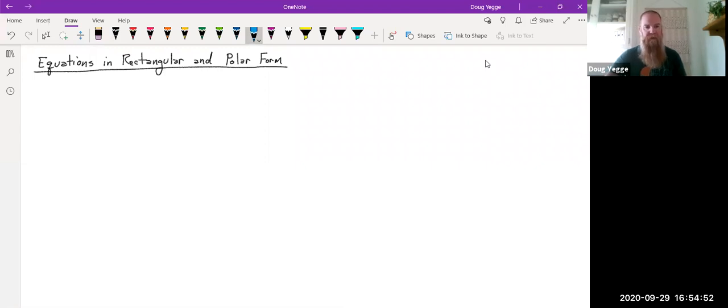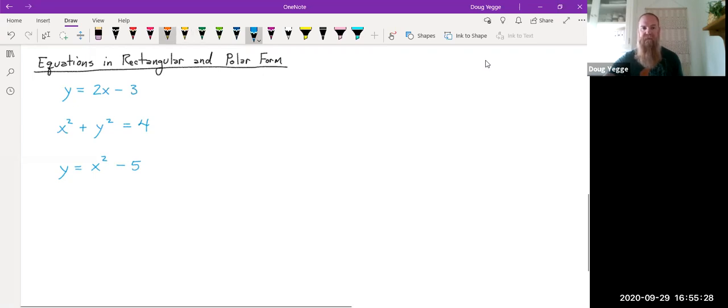Now we're very familiar with equations in rectangular form, which means that they would be equations that have a y and an x. So maybe y equals 2x minus 3. That's a linear equation, it's rectangular. Or if I were to write a circle, x squared plus y squared equals 4. There's a circle. Or maybe I write y equals x squared minus 5. There's a parabola. So these are all rectangular because the variables are y's and x's.